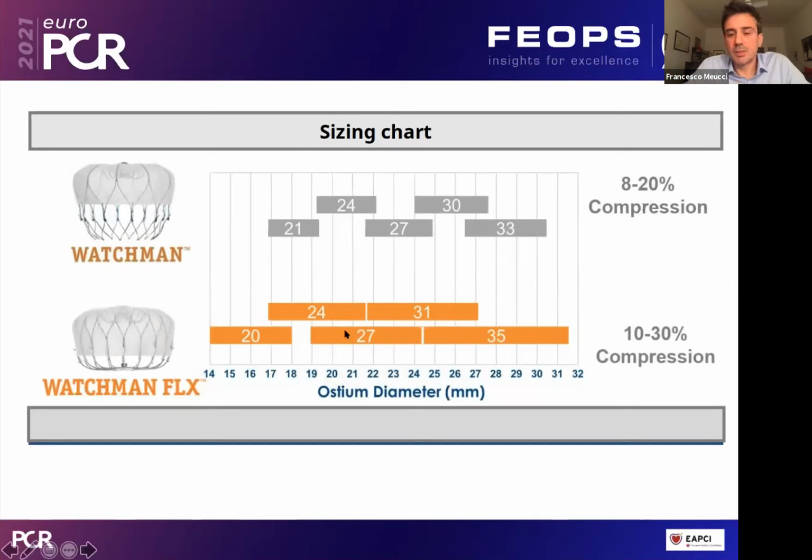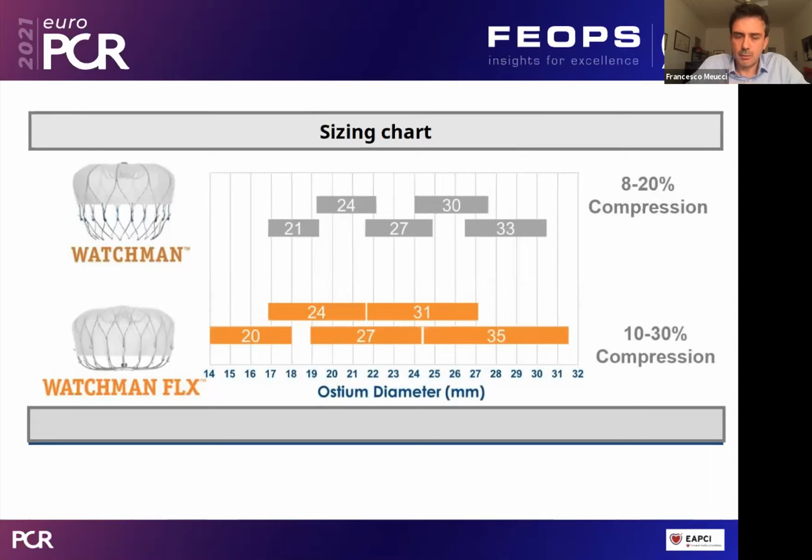implant a 24, a 27, and even a 31. And this is, in my opinion, one of the beauties of this new Flex device, because you have the possibility of, let's say, deciding on a different device without being wrong, while before we had to be, by necessity, very much more precise. So you can go in the cath lab a little bit more relaxed about the choice of your final device.